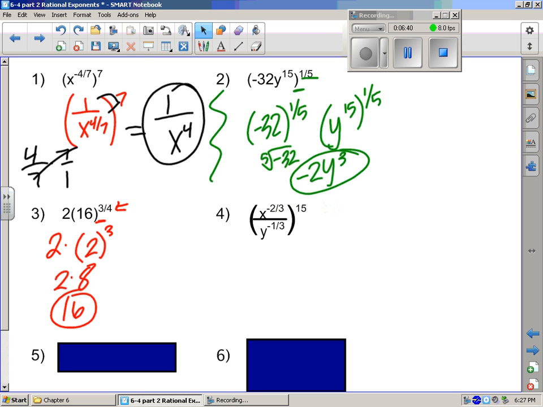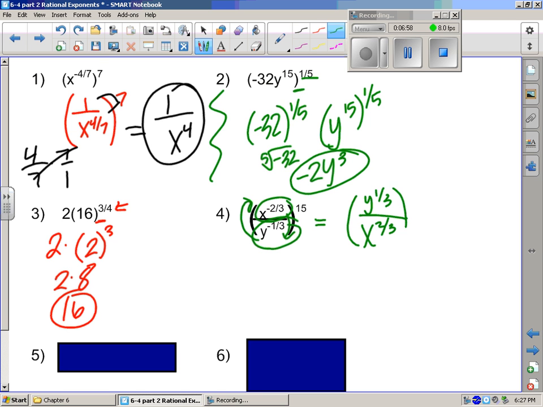Okay, here we go. Oh, we got negative exponents. And I don't like them. Me neither. So I like to get rid of those first. This is a negative exponent, that's going to move up. This is a negative exponent, that's going to move down. We're going to leave the 15 for a little bit. So y to the 1/3 goes in the top, and it's positive now. X to the 2/3 goes in the bottom. That's all to the 15th power.